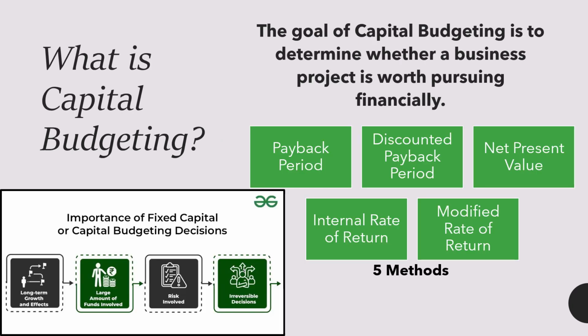What is capital budgeting? Capital budgeting is the process businesses use to evaluate whether to fund major projects or investments intended to increase cash flow or advance strategic objectives. Or in other words, the goal of capital budgeting is to determine whether a business project is worth pursuing financially. In the matter of business, there are 5 major methods for valuing investment projects.